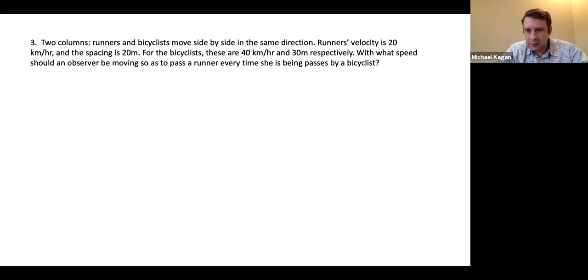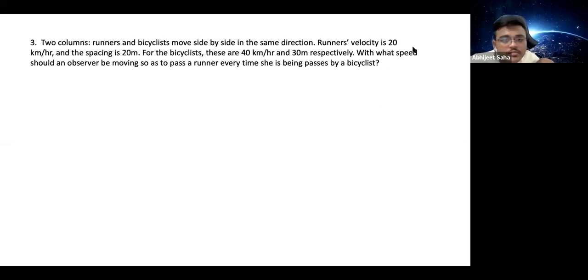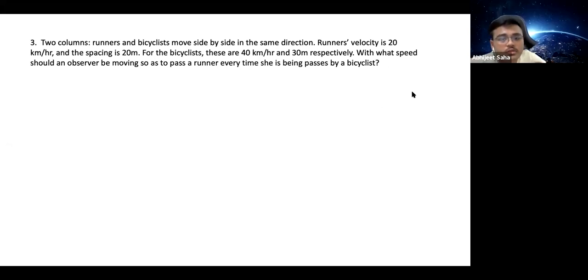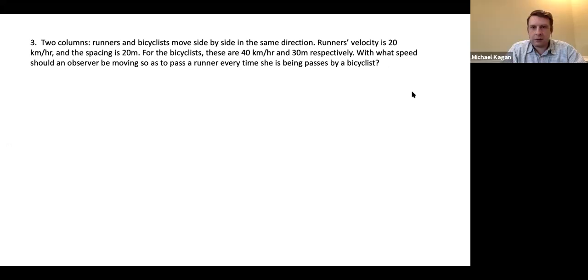And wait, have we lost Josephine? Is the spacing how long the column is? No, spacing is the distance between two next neighbors. Runners, yeah. Okay. Yeah, 2 runners or cyclists.